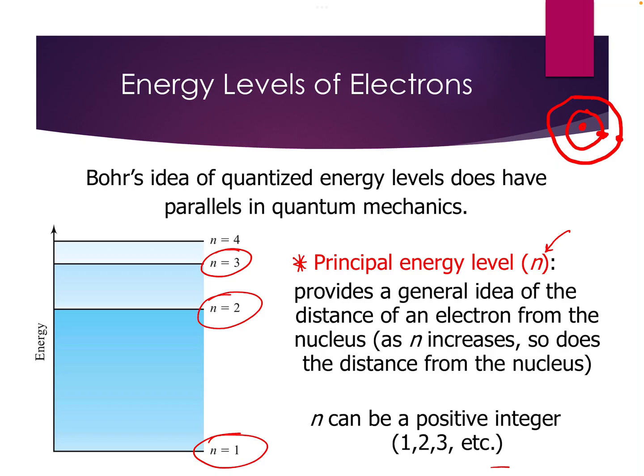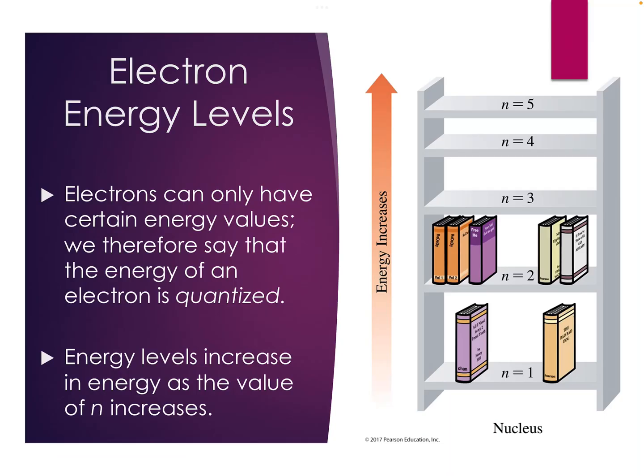So N equals 1 is going to be the closest to the nucleus with the lowest energy electrons. As we get greater and greater numbers, they're getting farther and farther from the nucleus and higher in energy. This energy level can be any positive number, 1, 2, 3, etc. We'll deal with up to 7 energy levels. So even though we're not talking about the Bohr model, these electrons can only have certain energy values. So Bohr was right when he said an electron could be here or here, but not in between. That's still right.